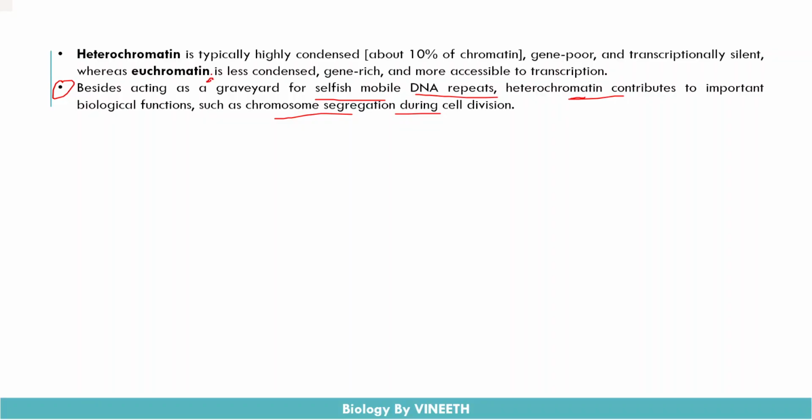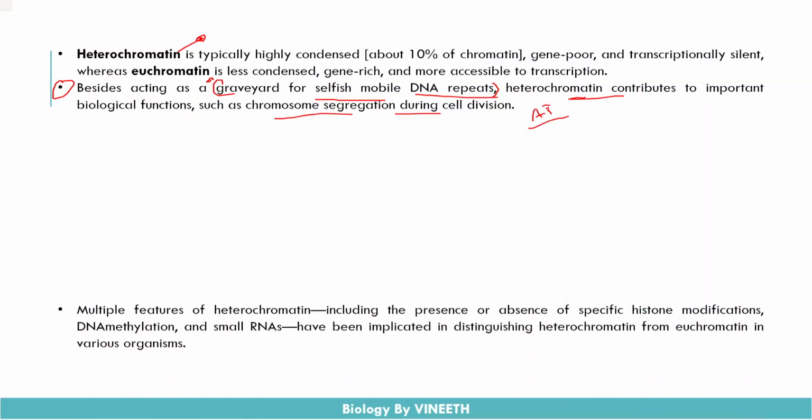Apart from euchromatin, heterochromatin also plays a major role inside the nucleus, making genes stay in inactive forms. And apart from that, it also acts as a graveyard for selfish mobile DNA repeats, which you often call jumping genes, or AT-rich sequences, adenine thymine rich sequences.